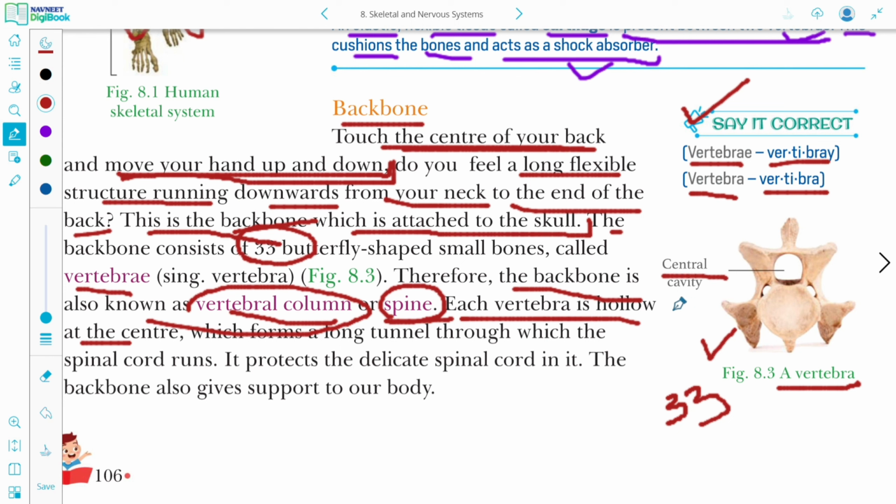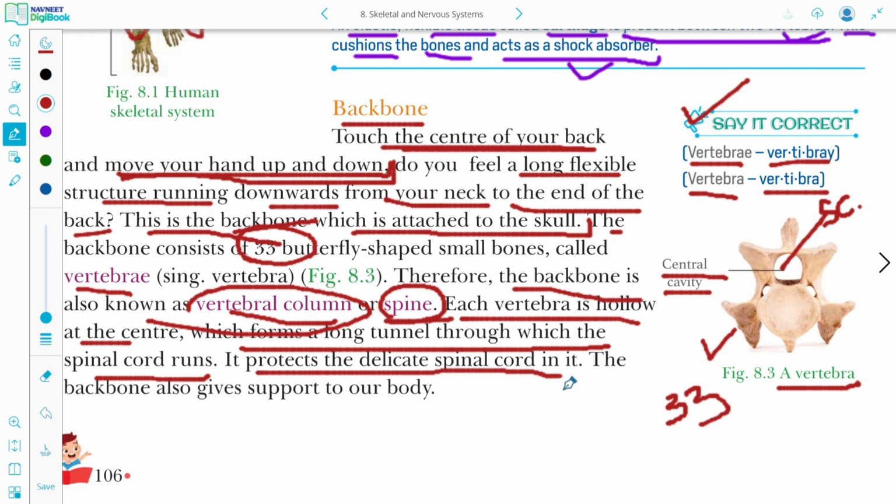इसका मतलब क्या है? इसमें सेंट्रल कैविटी प्रेजेंट होती है, which forms a long tunnel through which the spinal cord runs. ठीक है, और ये जो हॉलो स्पेस है ना, यहाँ पे क्या होता है बच्चे? स्पाइनल कॉर्ड प्रेजेंट होता है ना. It protects the delicate spinal cord in it. और ये बोन किसको प्रोटेक्ट करती है? delicate spinal cord को. Main function of backbone is to protect the spinal cord. The backbone also give us support, है ना.